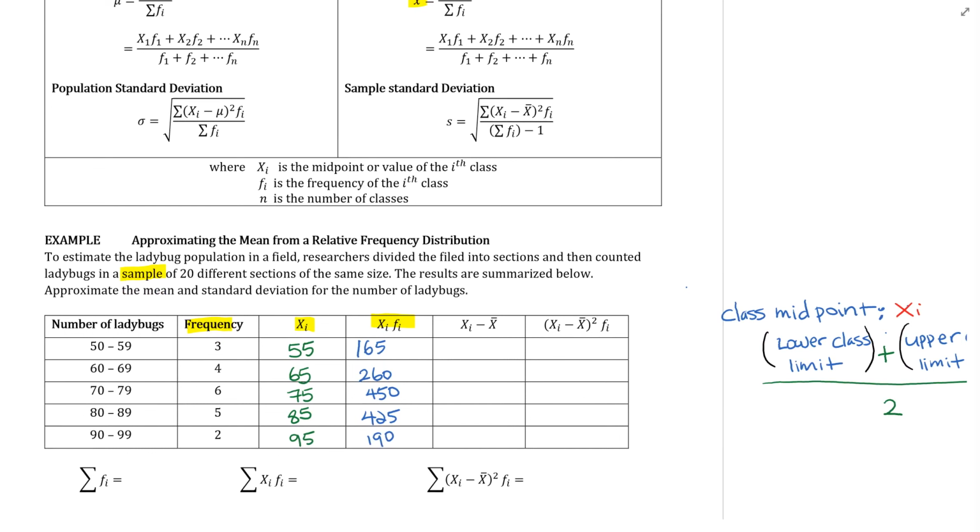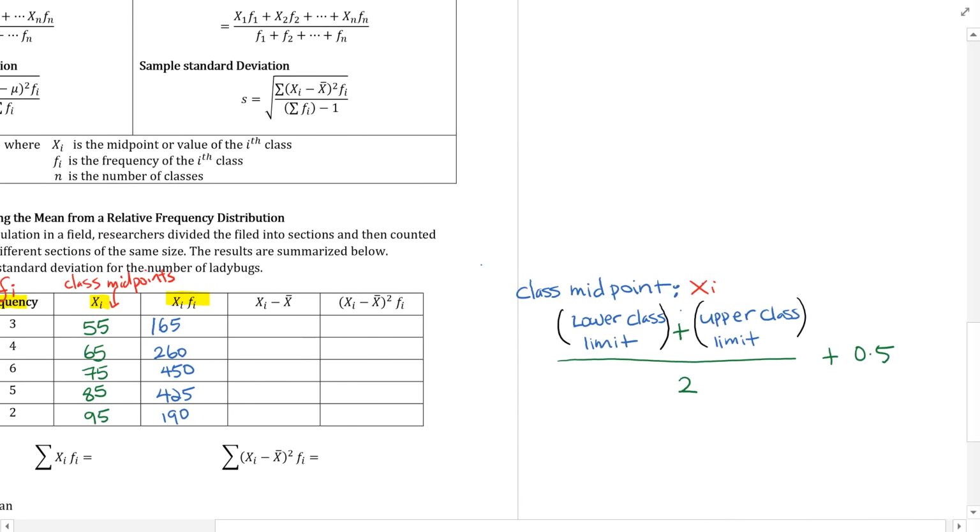Now, this is a frequency distribution table. Notice that this is the number of ladybugs. This is your class, with lower class limit 50 and upper class limit 59. And you have 1, 2, 3, 4, 5 different classes. Now the frequency, we use the notation fi for frequency. So this is fi. Xi is your class midpoint. The class midpoint is equal to the lower class limit plus the upper class limit, divided by 2, and then you add 0.5 at the end. That's how we calculate the class midpoint here.